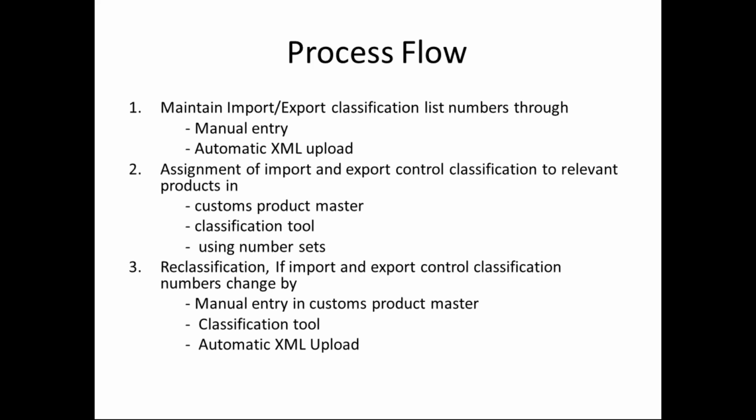Okay. So assignment of export and import control classification to relevant products. Once the number is given by the customs and we maintain it in the system, we have to assign it to a specific material. For example, we have 5 number ranges, as I said, like 3D1234, or 5F1234, or 4G1234. Each belongs to a different class of materials. So this number has to be assigned to a specific material. So that is the assignment.